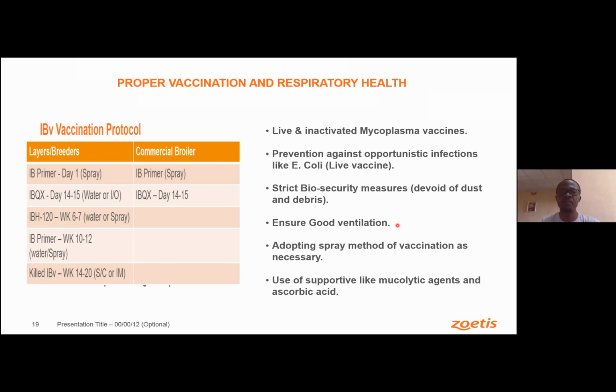So if you know that you have a big problem on the main site, you can have a rearing site separate somewhere where you are able to manage the biosecurity very well, and then be able to protect these birds to the fullest stage before you transport them to the main site. Then good ventilation. Then I will be glad if I see more farmers in Nigeria adopting the spray method of vaccination for their chicks, because this is very necessary as it targets the respiratory system for early protection.